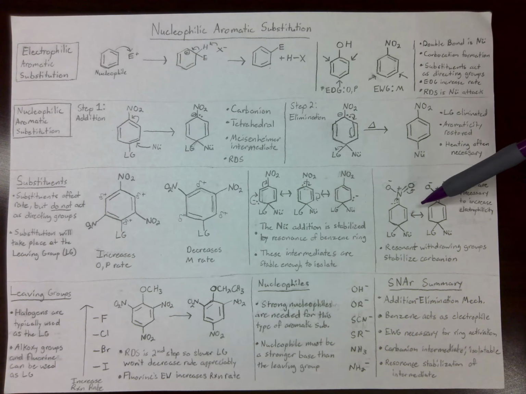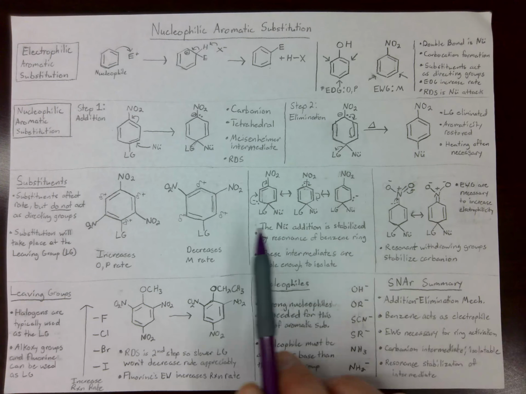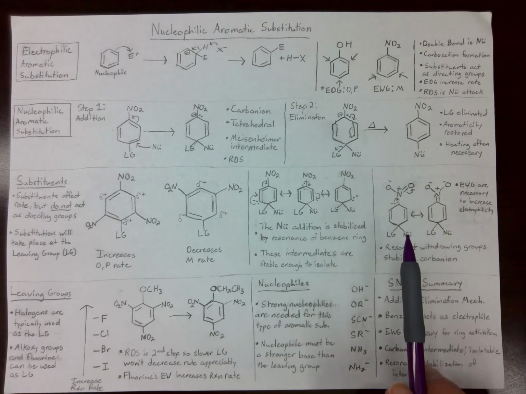Also, while nitro groups are generally what you'll see most often, other resonance groups that have double bonds, like carbonyls, could also be used. Though that gets a bit more tricky because sometimes the nucleophile will tend to attack them instead of the benzene ring.